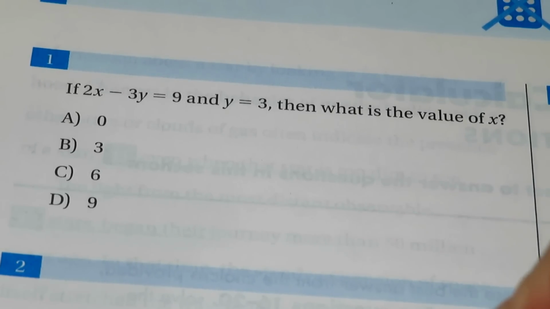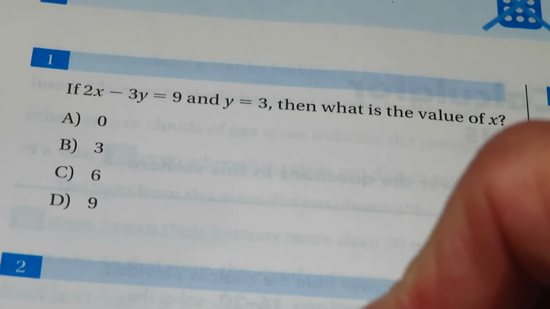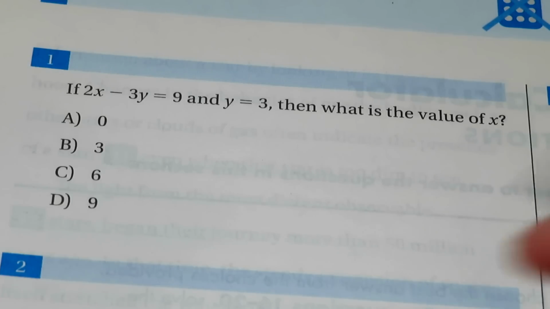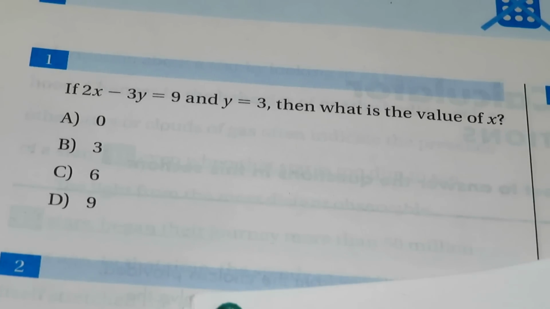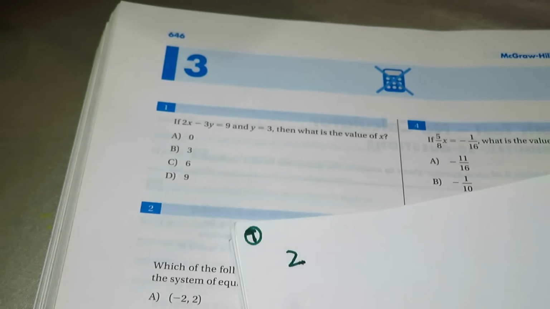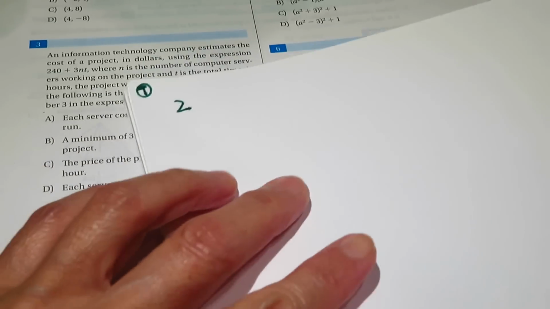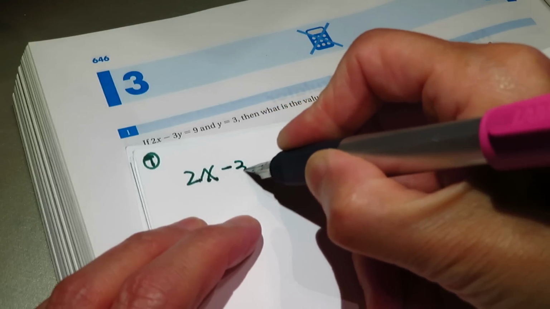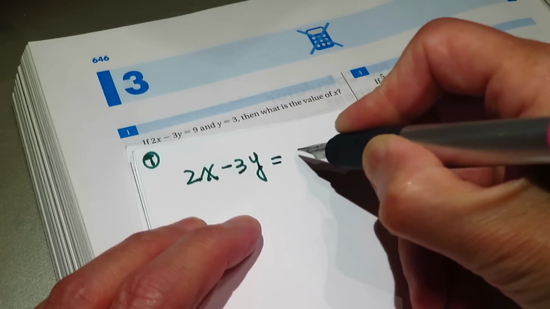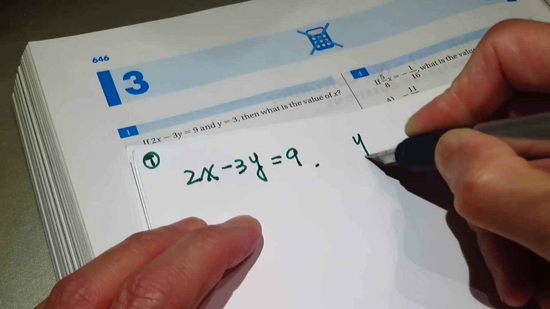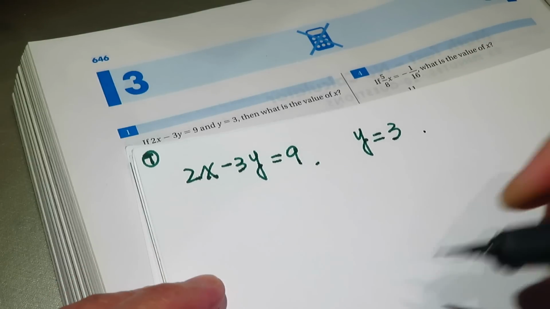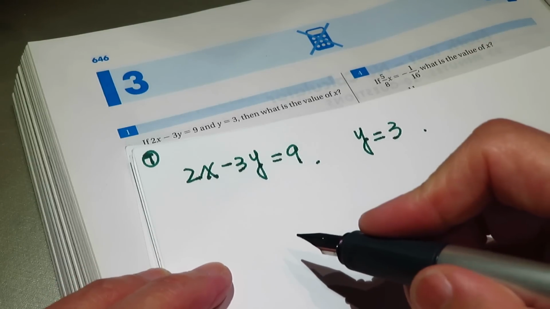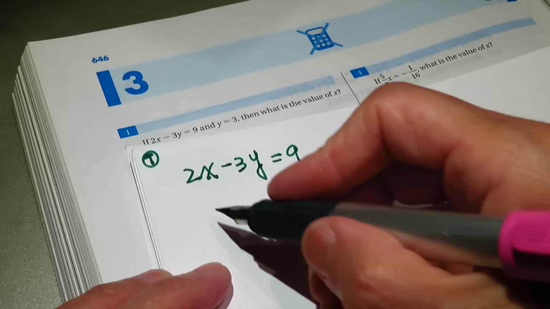So let's copy this. No, I will write it down. 2x minus 3y equal to 9 and y equals 3. What is x? This one is very easy.